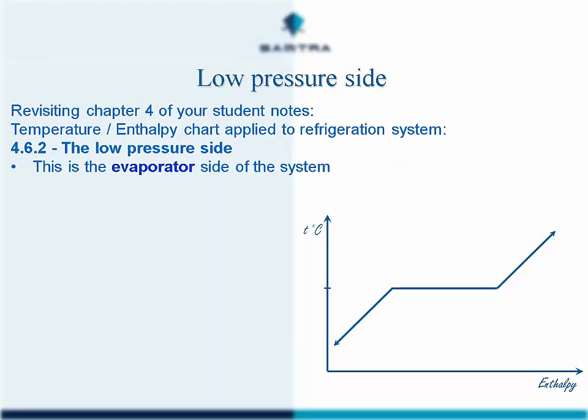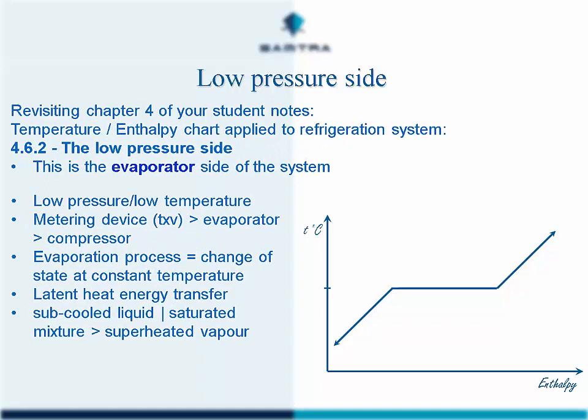The low pressure side is exactly the same concept, but applied in the opposite way. Okay, so the high pressure side, high temperature, low pressure side, low temperature. So in the high pressure side, we're moving from the compressor through the condenser to the expansion device. In the low pressure side, we're moving from the expansion device, metering device, through the evaporator back to the compressor.